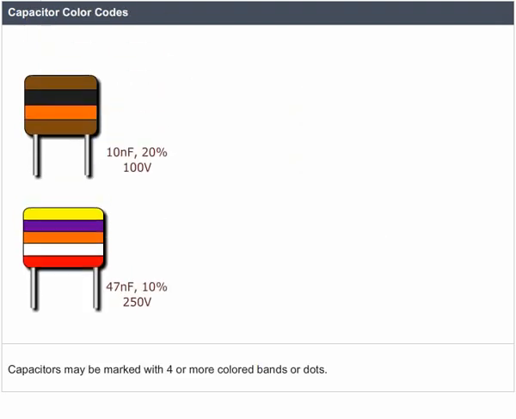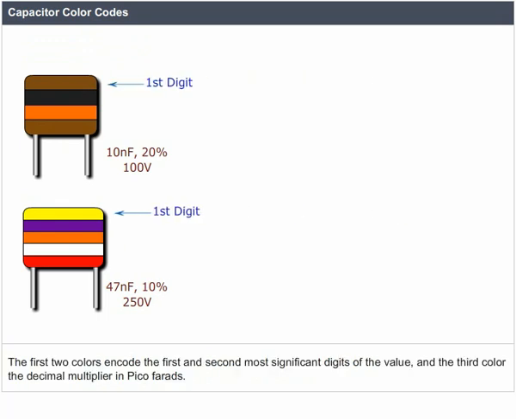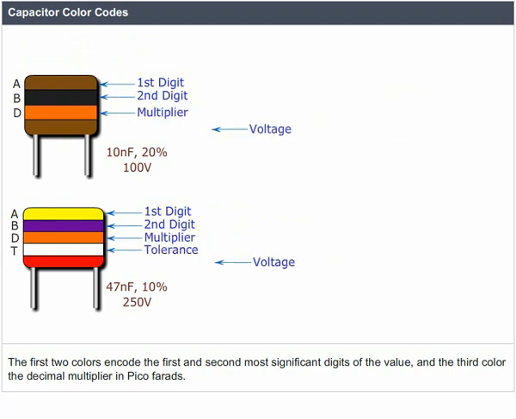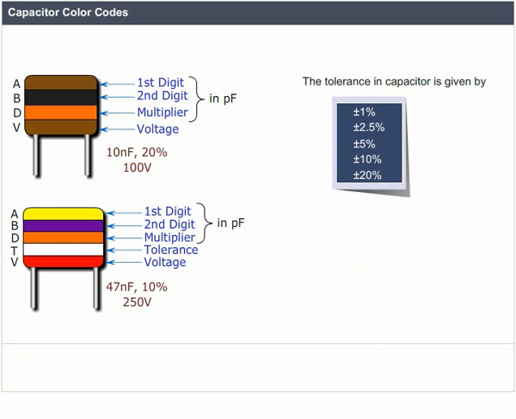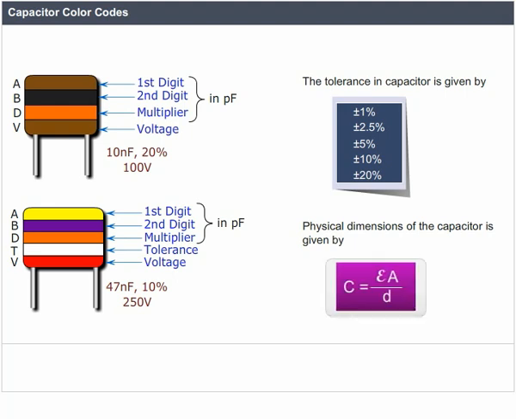Capacitor color codes. Capacitors may be marked with 4 or more colored bands or dots. The first two colors encode the first and second most significant digits of the value, and the third color the decimal multiplier in picofarads. The tolerance in capacitor is given by plus or minus 1%, plus or minus 2.5%, plus or minus 5%, plus or minus 10%, plus or minus 20%. Physical dimensions of the capacitor is given by C = εA/d.